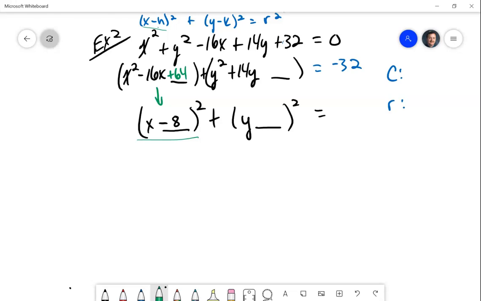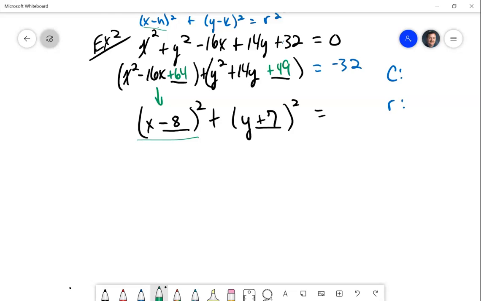Same thing with the y. Half of 14 would be plus 7. So I can go ahead and put that in here. And then to finish this out so that it would have come from the way it's supposed to, that would have had to be a positive 49.